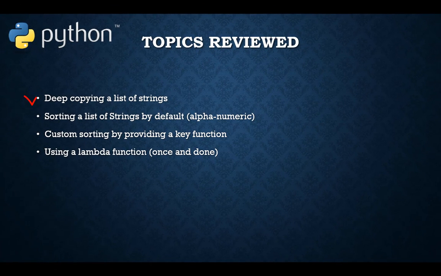Recapping, we took a look at deep copying a list of strings. Remember that when we just assign one list to another, we now have two names for the same data structured list. If you need to have a separate independent copy, you will need to use the deep copy function from the copy library. We looked at sorting a list of strings by default and by providing a key function, and we looked at how a lambda function can replace a separate key function for sorting.